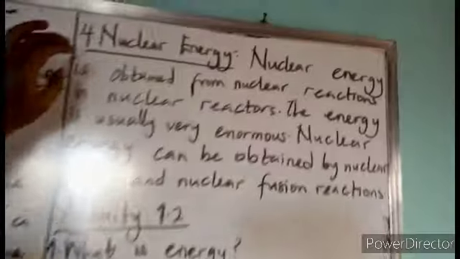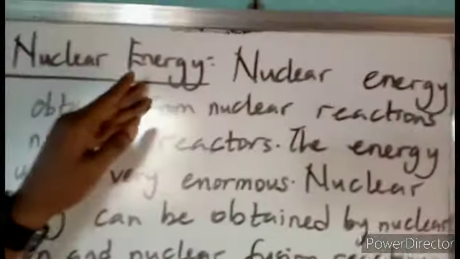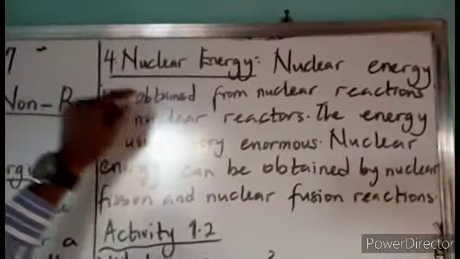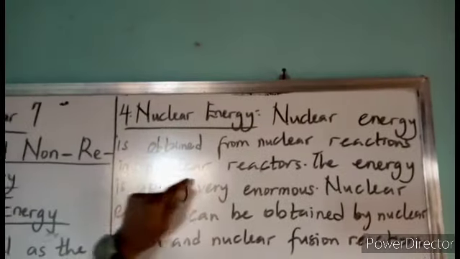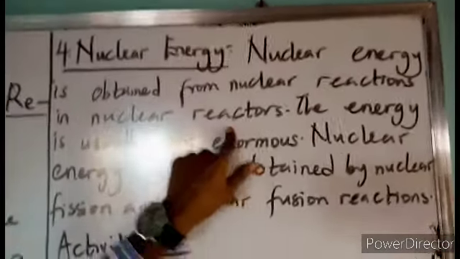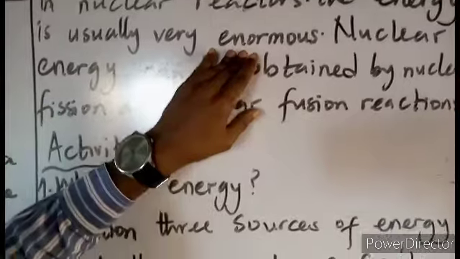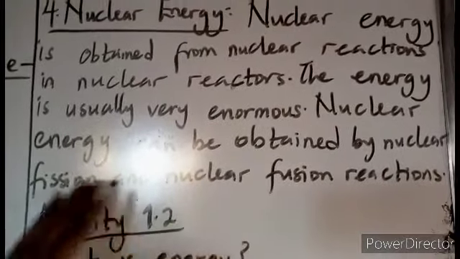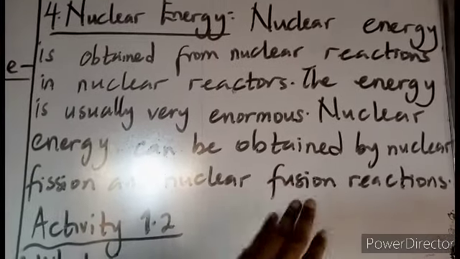All right. The last one, which is the source of energy, we have nuclear energy. Nuclear energy is obtained from nuclear reactions in nuclear reactors. The energy is usually very enormous. Enormous means very large or big. Nuclear energy can be obtained by nuclear fission and nuclear fusion reaction.